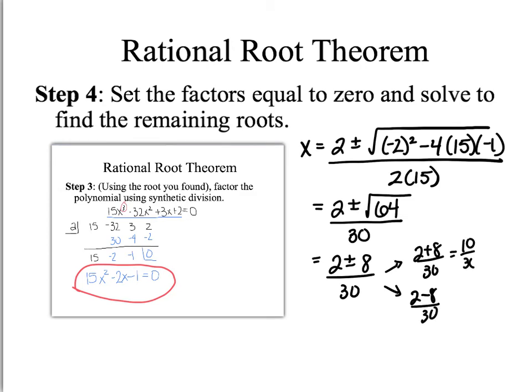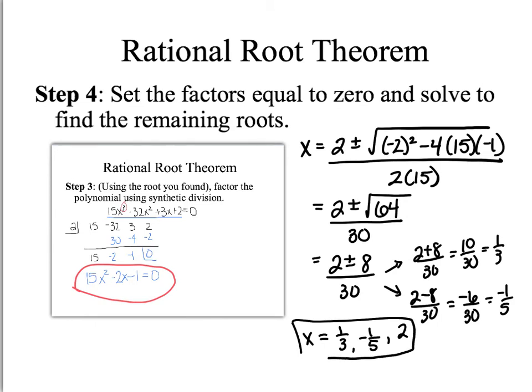So 10 over 30 is just 1/3. And this gives us negative 6 over 30, which is negative 1/5. So our last two zeros are 1/3 and negative 1/5. And of course, we need to add in that very first zero we found of 2. So we have found all three zeros, and they were all real numbers.